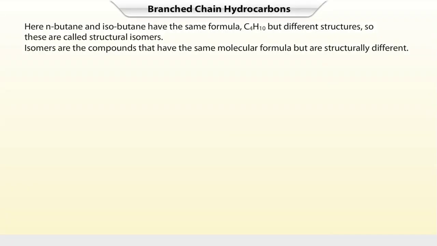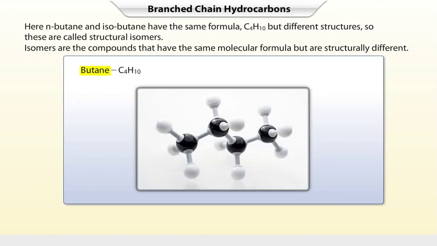Carbon compounds with the same formula but different structures are called structural isomers. These isomers arise due to branching in carbon chains. For example, the butane molecule is represented by the formula C4H10. Butane has 2 isomers. In one, the carbon atoms lie in a straight or linear chain, whereas in the other, the chain is branched.